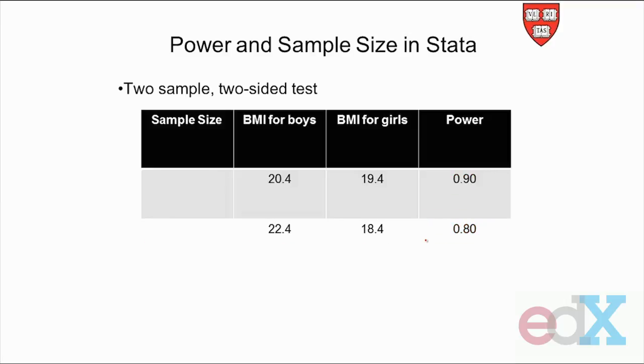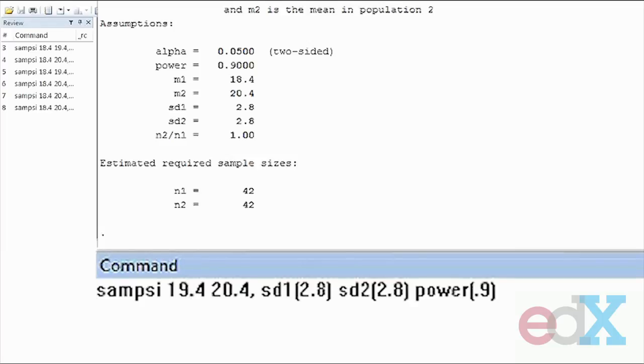Next thing we want to do is compute sample size. So say we want 90% power for our study. We assume the BMI for girls is 19.4 and the BMI for boys is 20.4. How many do we have to sample in each group? So now we can do this in STATA. And to do this in STATA, type in the following command.